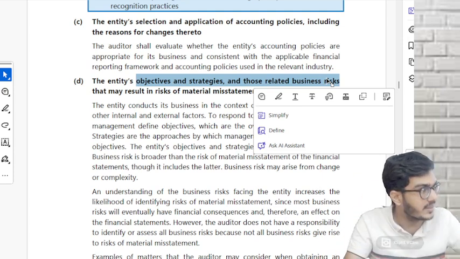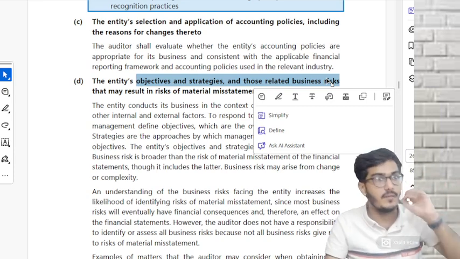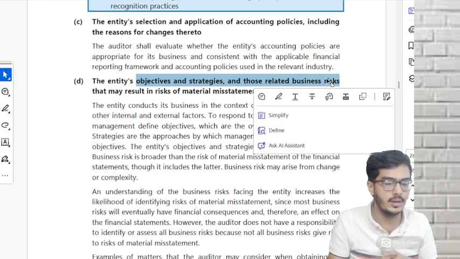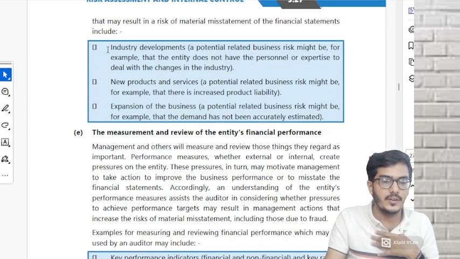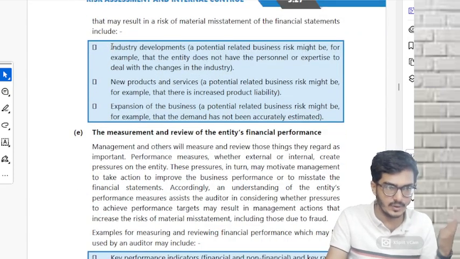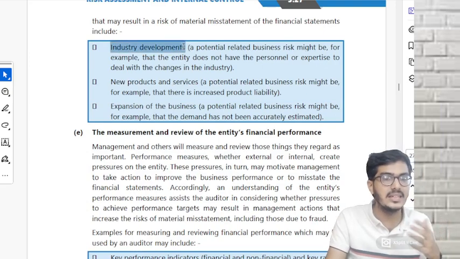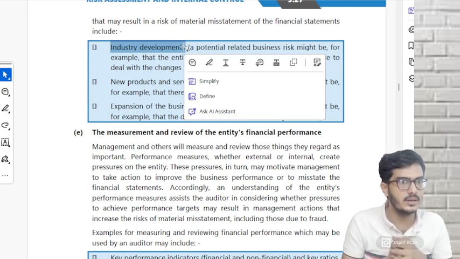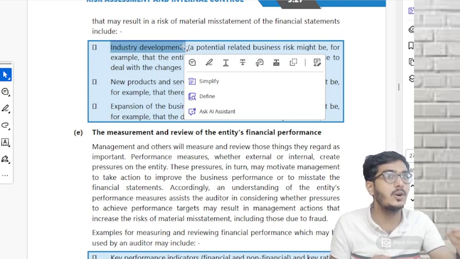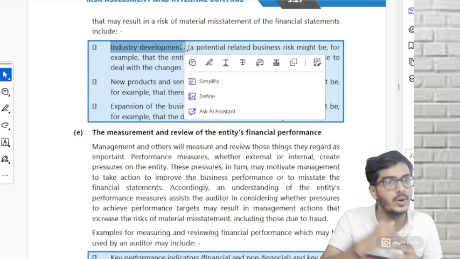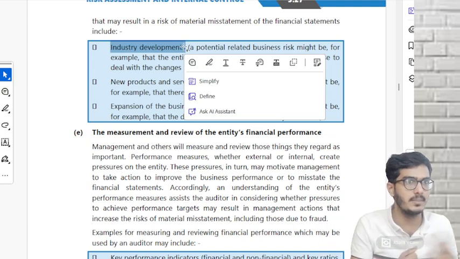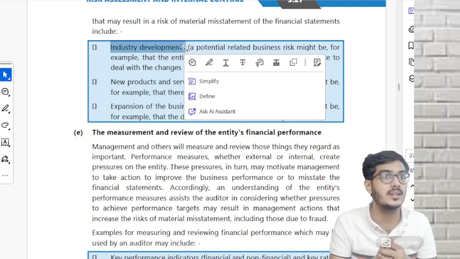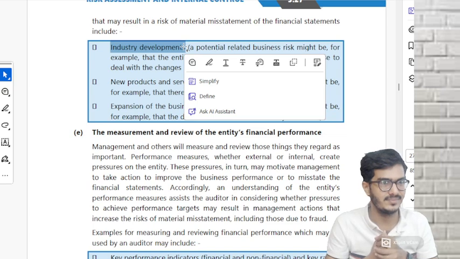You are supposed to check whether the department is working properly or not, whether the strategies the company is making are feasible or not. Correct or not? Then for example, they have given different examples of the objectives and strategies. Industry developments. If the industry is developing, I'll give the best example, Nokia. When Android came, Nokia did not change to Android. They were still using that Nokia Lumia Windows. Industry developed technologically, but Nokia did not develop. It was a big question mark on their business risk of material misstatement. See, the company is gone now. Correct or not?